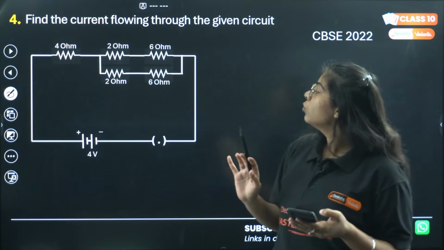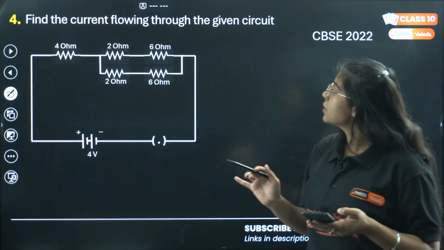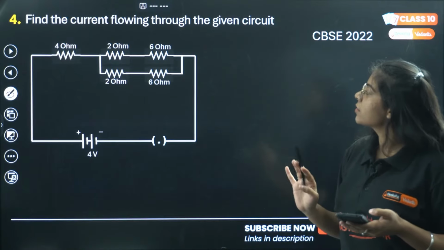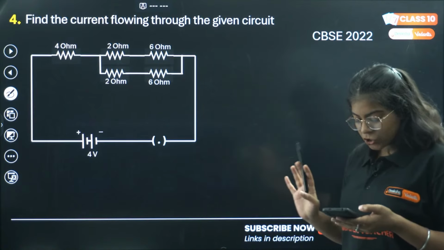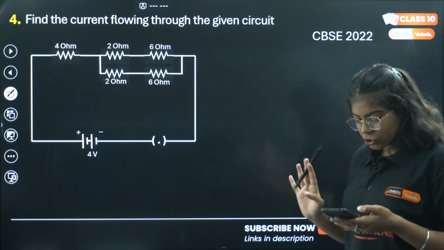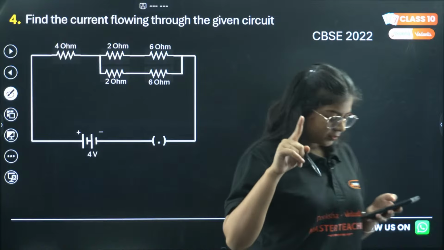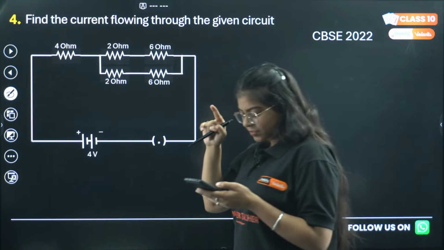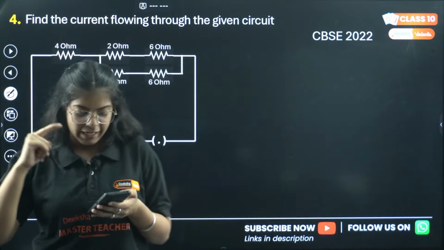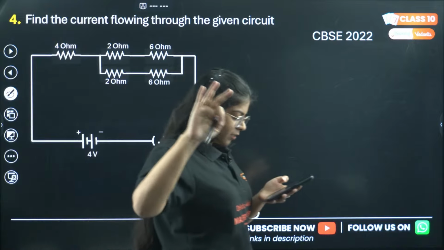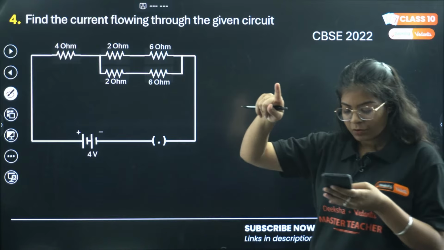Okay, how many resistances are there? 5 resistances are there. Can anyone solve this? Okay, I'll just wait for 10 more seconds, guys. 0.57 ampere. Okay, we'll see. 3, 2, 1. Okay, I'm going to solve this.